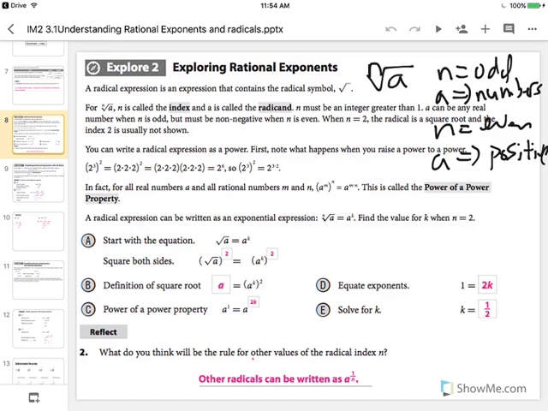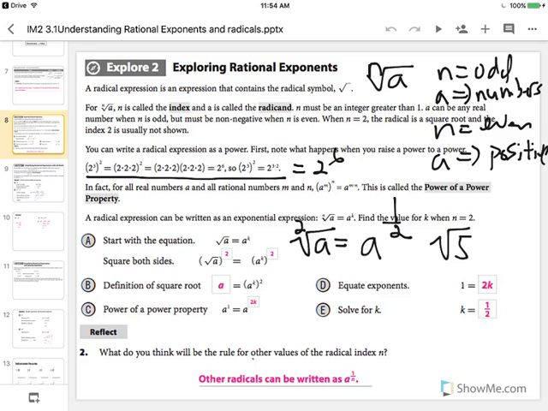So here is an example. We have 2 to the third power raised to the second power, which can be written as 2 to the power of 3 times 2, or 2 to the 6th power. Now for the radical, remember that there's a 2 here that we don't write. So this can be written as an exponent: a to the power of 1/2. If we were to give you the square root of 5, this can be written as 5 to the power of 1/2.